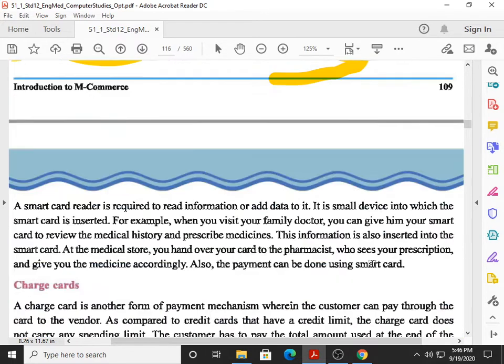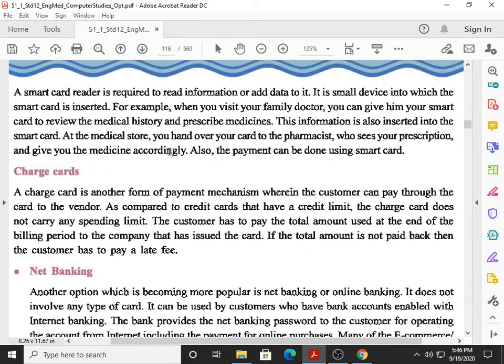Next, a smart card reader is required to read information or add data to it. A smart card reader is an instrument, and it is used to read the information or to store the information in the smart card. It is a small device into which the smart card is inserted. The way you insert the card in the shop, on the black box, the same way we have a smart card reader.